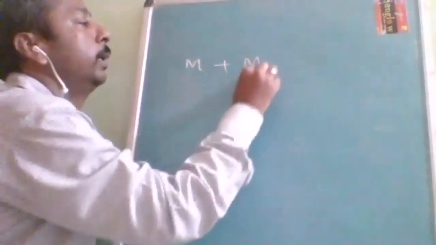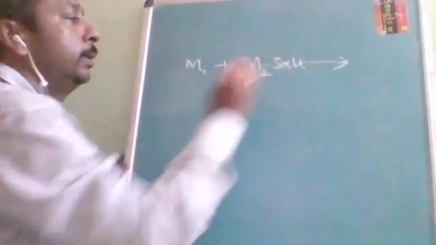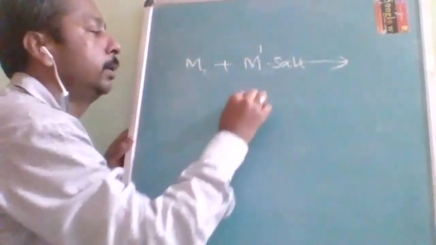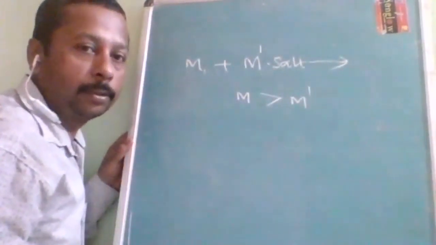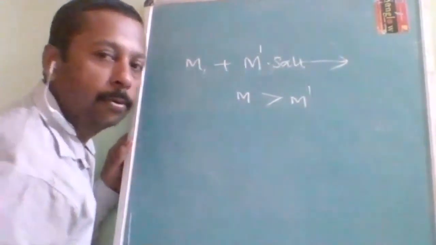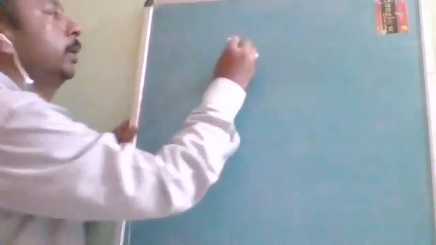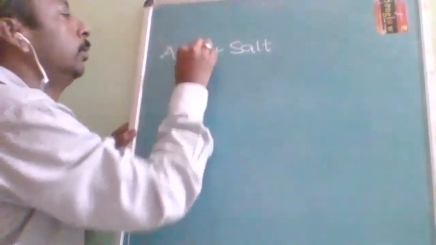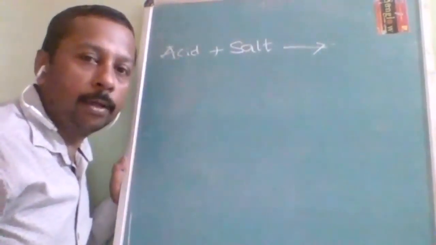Everybody knows metal plus metal salt. Suppose this is metal M1 and this is metal M2, otherwise M and M dash. Everybody knows that the reactivity of M should be greater than M dash, only then this reaction is possible. But what about a salt with an acid? Suppose we have a salt and we have an acid. Is there any book or any place where you can identify this? They will just say you have to remember.